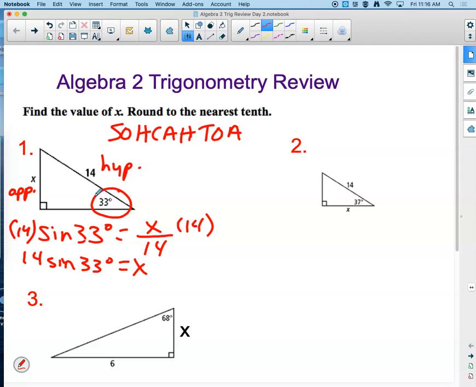But again, remember yesterday when we cleared the memories, we had to make sure our calculators were in degree mode. Some of you that borrowed one from me today, you're going to want to take an extra second here and go under mode and make sure that you're on degrees. Otherwise, you're going to see some pretty wacky answers. 14 sine 33. And it said to the nearest tenth, so we're going to go with 7.6.